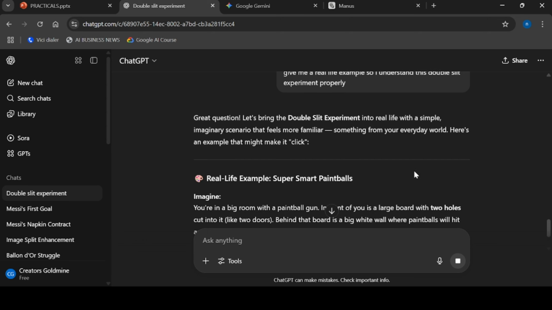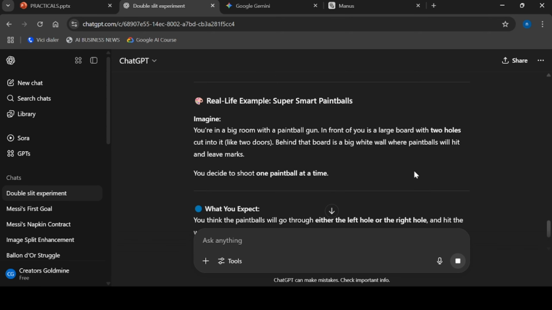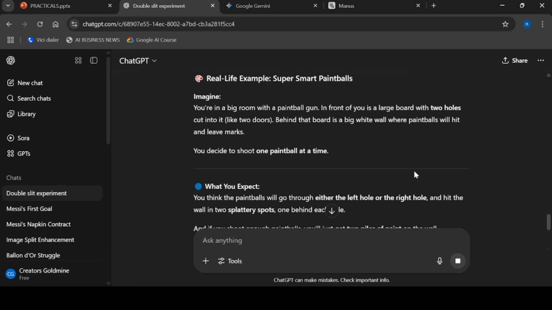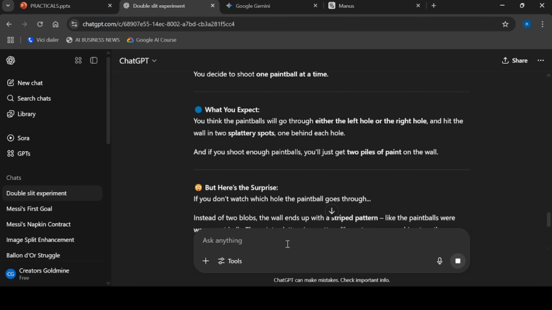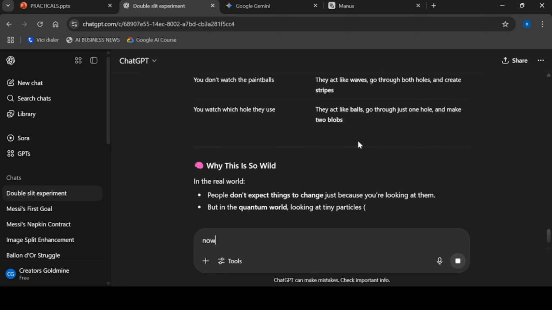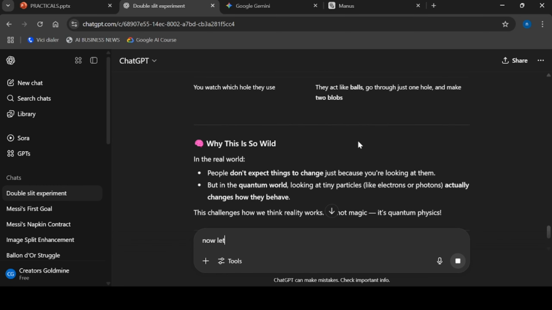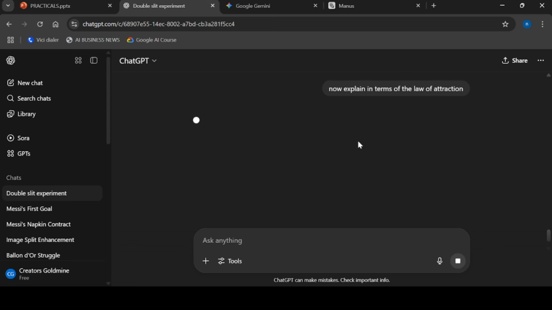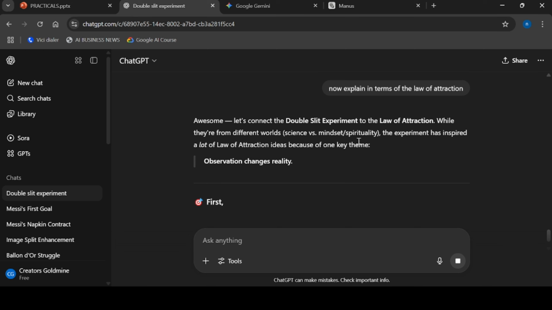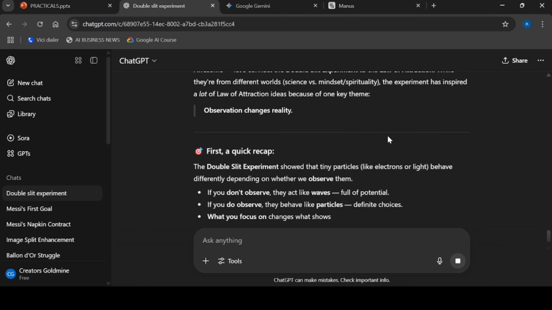All right, great. Now, just imagine you're in a big room with a paint gun ball in front of you, a large. Okay, now explain. It's giving us something else, still the paintball. Now, let's use, explain in terms of the law of attraction, because that's where I first came in contact with the double slit experiment.